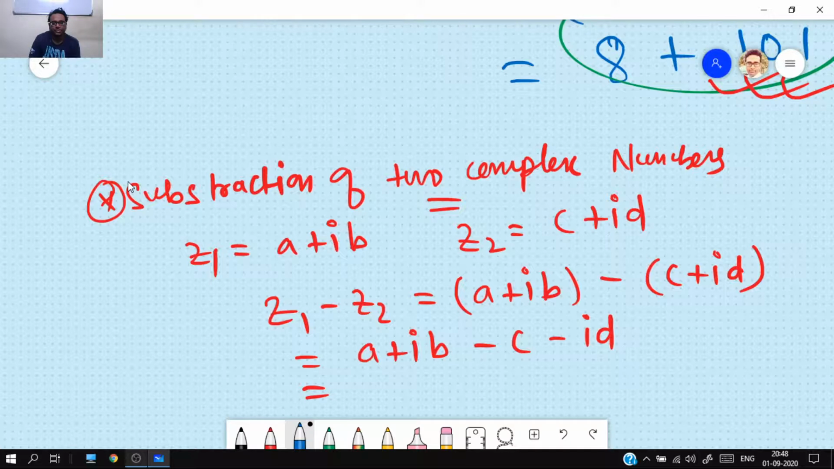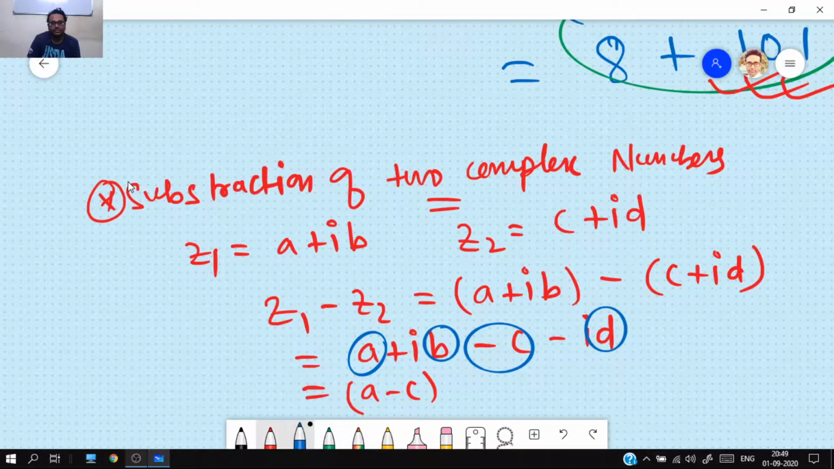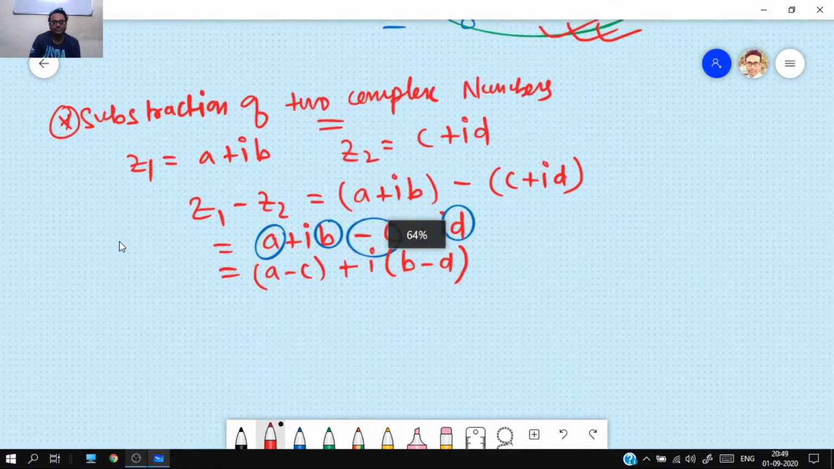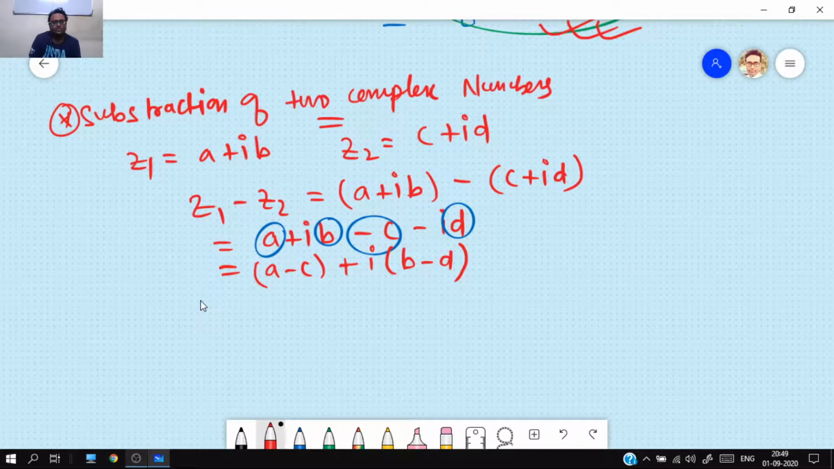Taking the real part together, a and minus c, we get a minus c, writing down in brackets, and taking the imaginary part together, b and d, plus i times b minus d. So this is the general form in which we can write subtraction of two complex numbers. This is the general form, taking alphabets as an example. So let's work with real numbers.